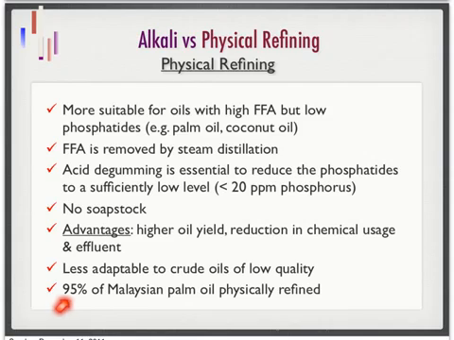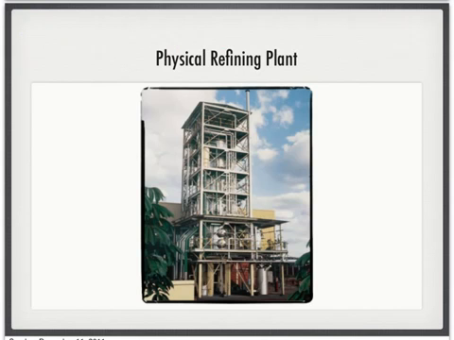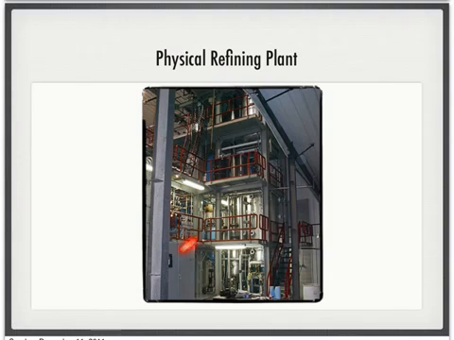So actually, more than 95% of Malaysian palm oil uses physical refining as opposed to alkali refining. So next time, if you happen to pass through a palm oil refinery or palm oil factory, probably you will see this tall structure, or tall column, here. This is actually the deodorizer column, which uses steam distillation principles to remove the free fatty acid from the crude palm oil. And this is how it looks from inside the refinery plant.